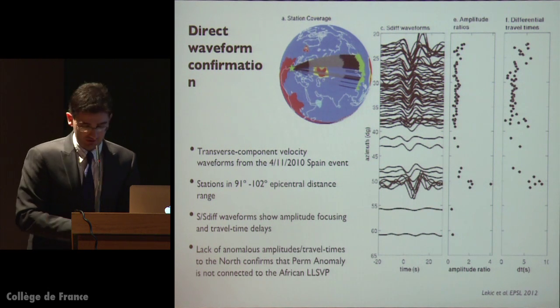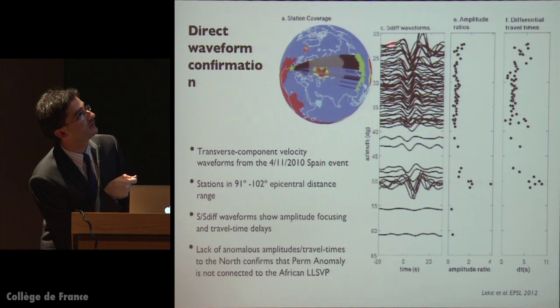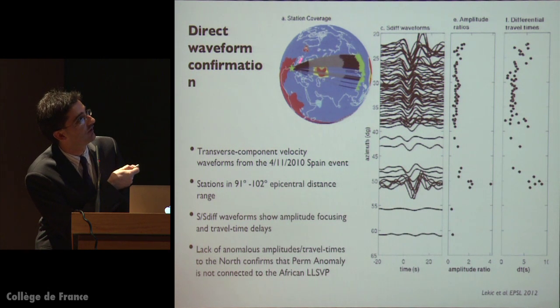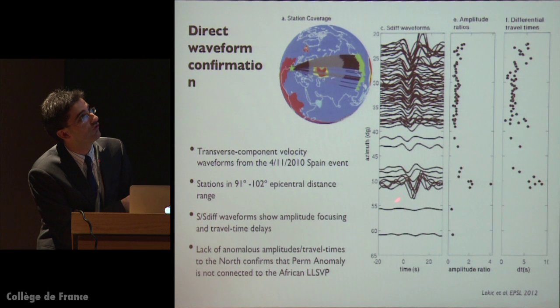So if we become skeptical, we can start looking at the actual waveforms. These are transverse component velocity waveforms in the 91 to 102 degree epicentral distance range. So these are S and Sdiff waveforms. And what we're showing is for this deep event that occurred underneath Spain across a variety of stations in Asia, if we compare the observed amplitudes to those predicted for this earthquake, we see that there is a large increase in the amplitude of the observed waves versus the predicted waves.